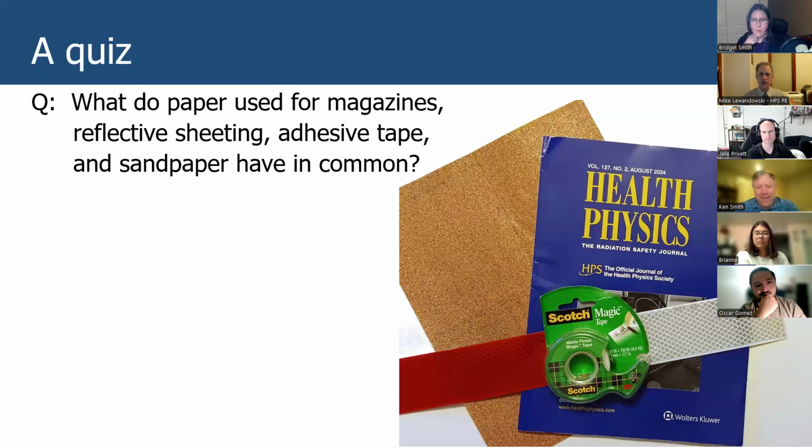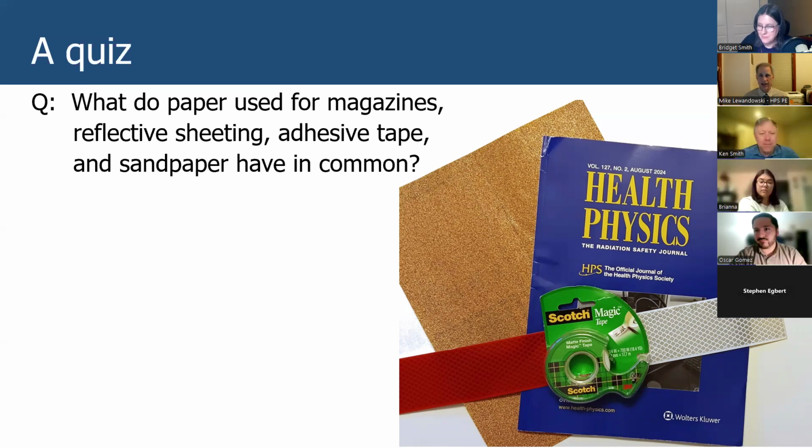So let's put this a little bit in perspective. Why would we care about radiation gauging? Think about paper that's used in magazines, like the cover of our own Health Physics journal, reflective sheeting, adhesive tape, sandpaper. What do all of those things have in common? Think about that for a minute. If anybody wants to shout out an answer, Stephen, go ahead.